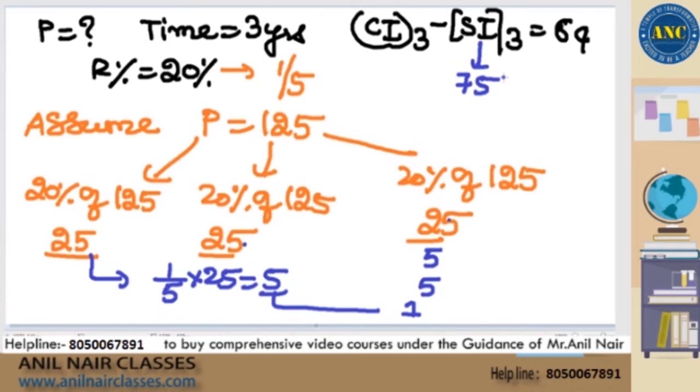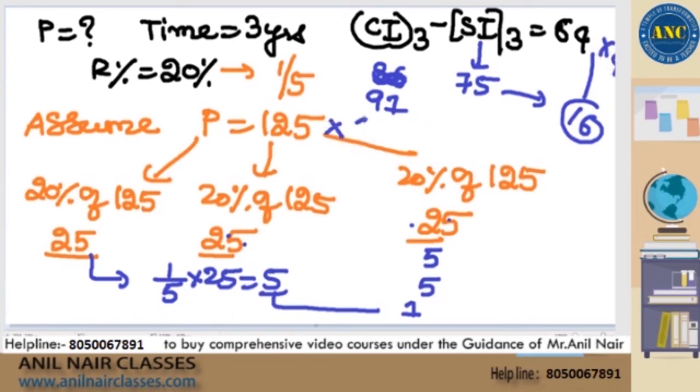So CI will be total for 3 years, 25, 25, 25, 75 plus 11, 75 plus 11 is 86. Sorry sir, 15, 16, 16, 91. So it is 91. 91 minus 75, difference is 16, but according to the question, it is 64 into 4, so 125 into 4, 500.